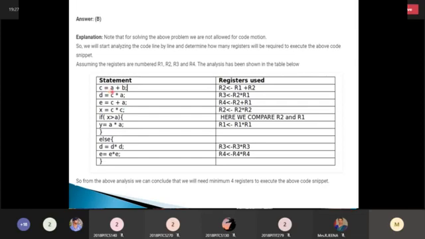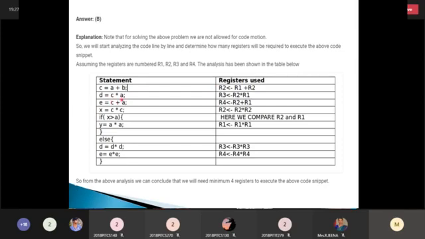So see here, C equal to A plus B. So A and B, so R1 and R2. I'm storing the value of A in R1. I'm storing the value of B in R2. So A plus B means R1 plus R2. And again, I'm storing this R1 plus R2 in R2.